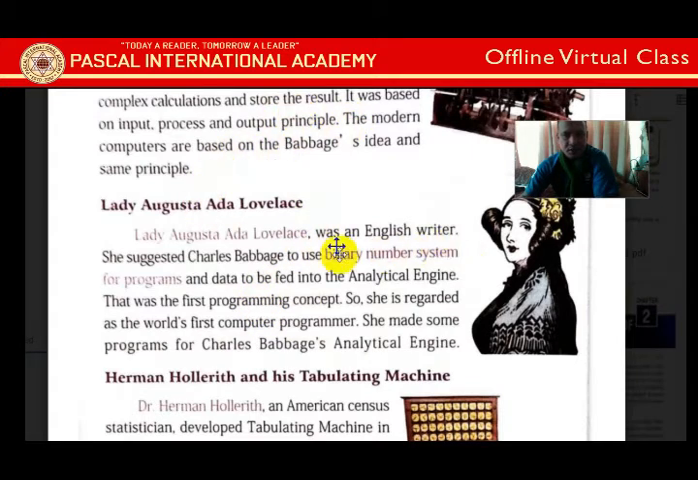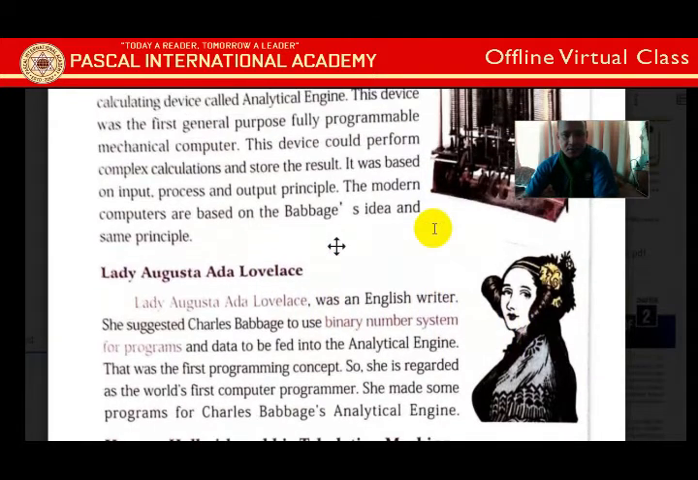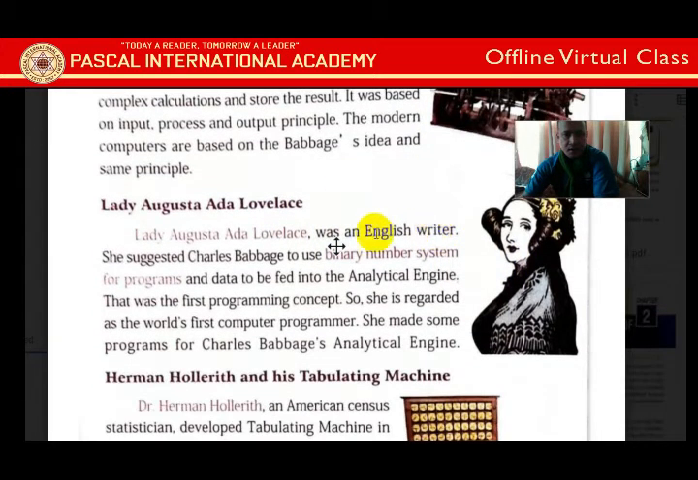So let's go further to elaborate on this Analytical Engine. There is another person called Lady Augusta Ada Lovelace. This lady was the first programmer, who invented the binary system. Lady Augusta Ada Lovelace was an English writer.